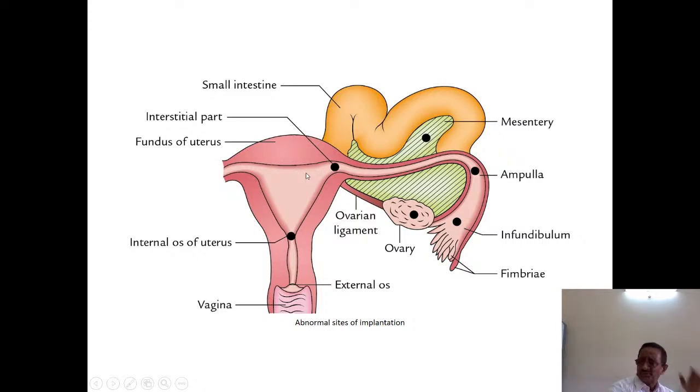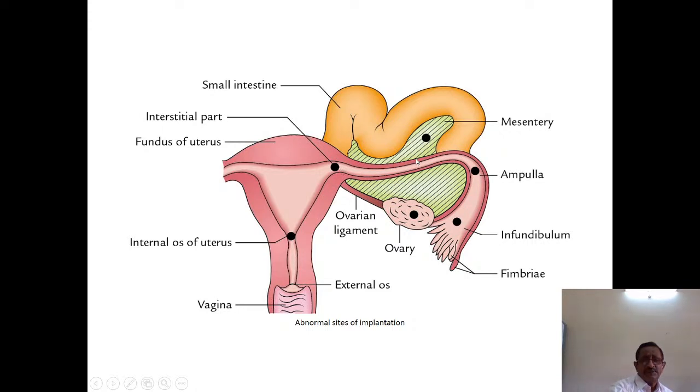blastocyst. This part of the posterior wall of the body of the uterus is the ideal site of the implantation of the blastocyst. Whereas if it has gone down, this is one of the abnormal sites of implantation, where we are calling it the lower segment of the uterus near the cervix, and the other is at the ampulla, the wide part of this fallopian tube, or at the infundibulum, that is nearer its fimbrial end, or in the interstitial part, the part of the fallopian tube between the walls of the uterus.